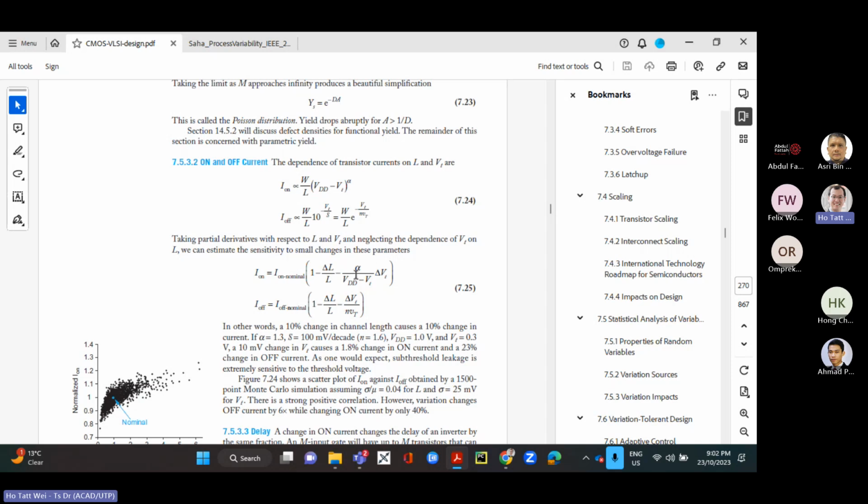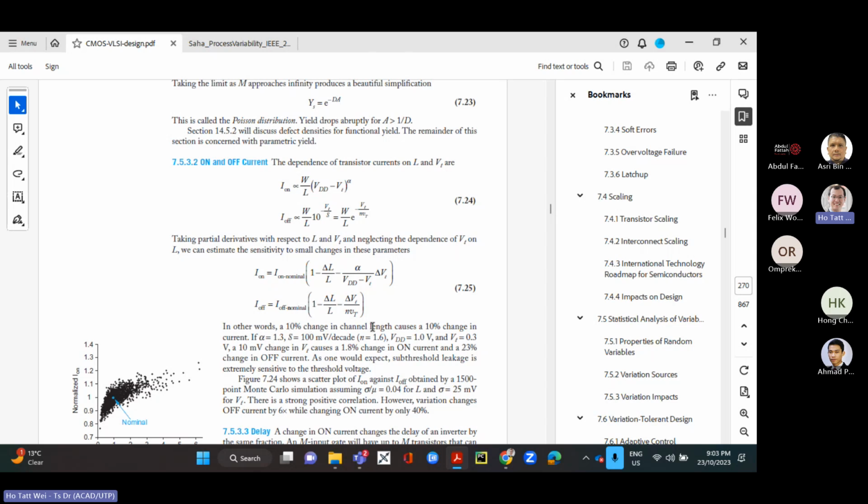We've been able to link changes in channel length and changes in threshold voltage to changes in current, and the changes in current are directly proportional to change in speed. I'll give you an example.